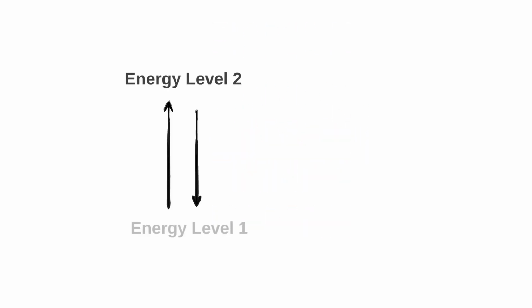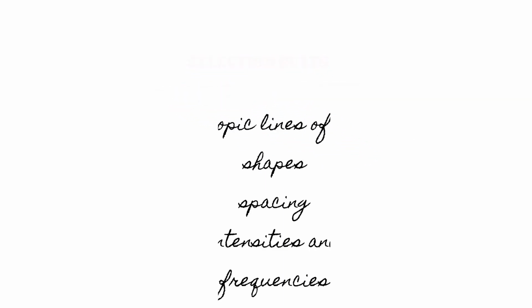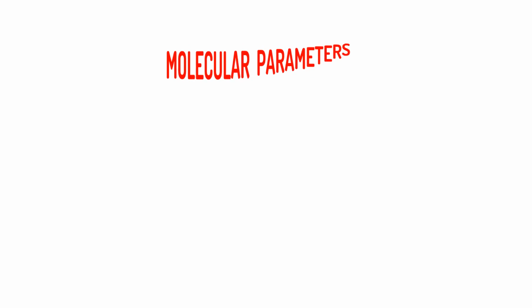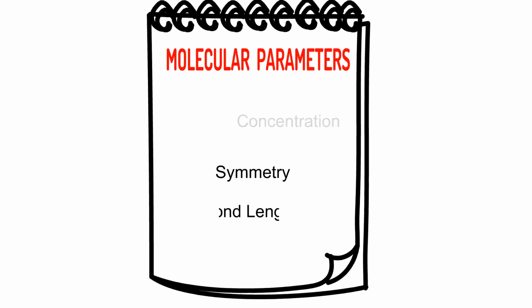Hence, transitions between energy levels in molecules are caused by either of these three phenomena, that is, absorption, emission, or scattering of radiation. But these processes, however, are also subject to certain rules. They are known as selection rules. These processes will eventually result in spectroscopic lines of different shapes, spacing, intensities, and frequencies. These will in turn reveal molecular parameters like concentration, symmetry, bond lengths, moment of inertia, etc.